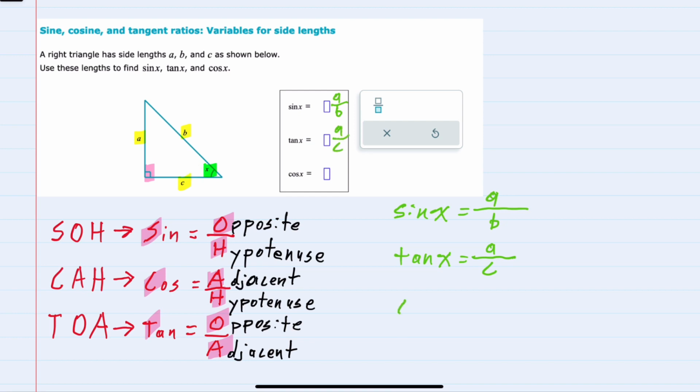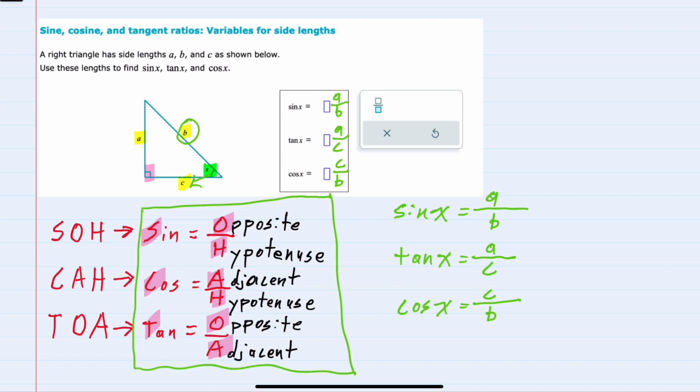And lastly, we have the cosine of X. Cosine is adjacent over hypotenuse. From the perspective of X, C is adjacent. And then our hypotenuse in this triangle is B. So the cosine would be C over B. So recalling SOHCAHTOA will always let us find those ratios for sine, cosine, and tangent.